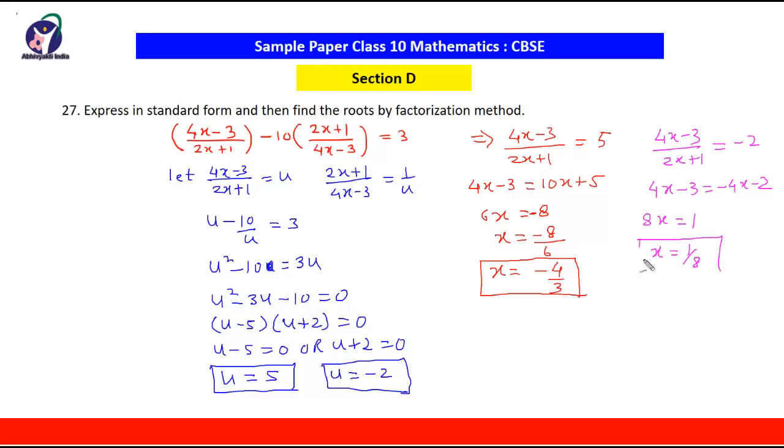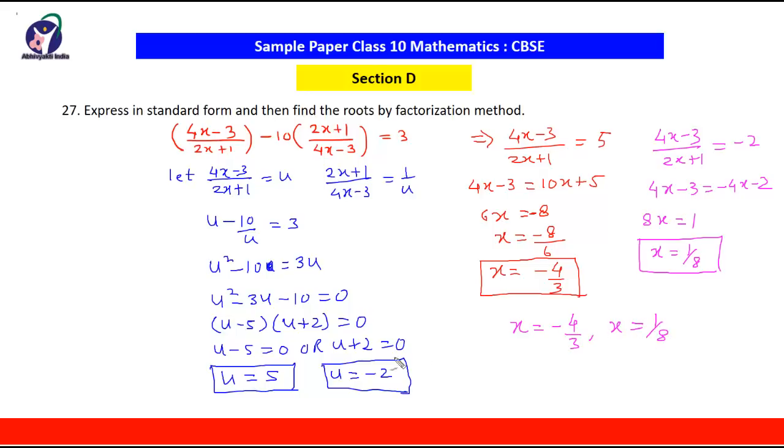Highlight this also. So here you have got three steps. First you have got the values of u, then you have got the value of x and another value of x. So at the end you will write the answer that x is equal to minus 4 by 3 and x is equal to 1 by 8.